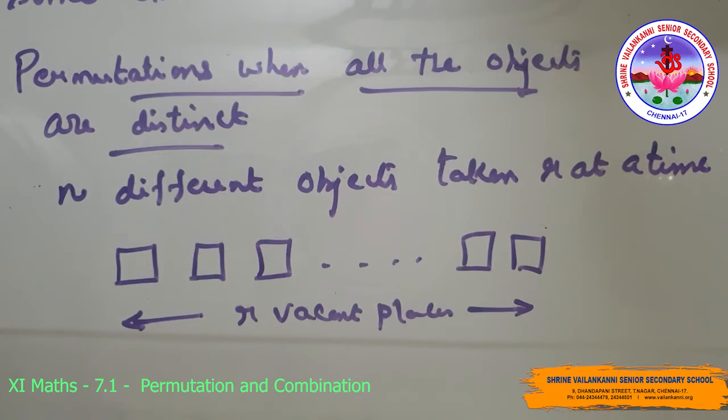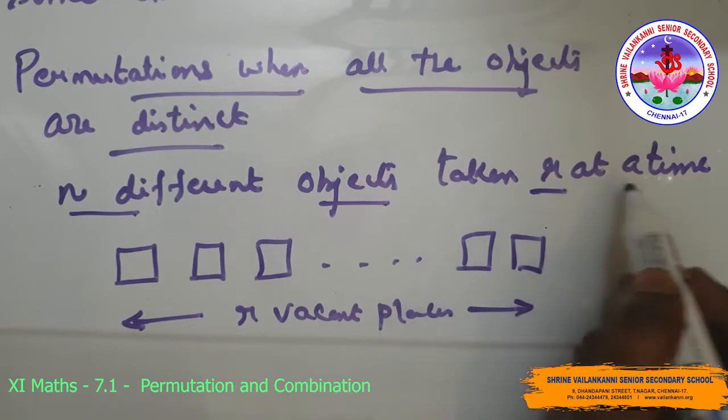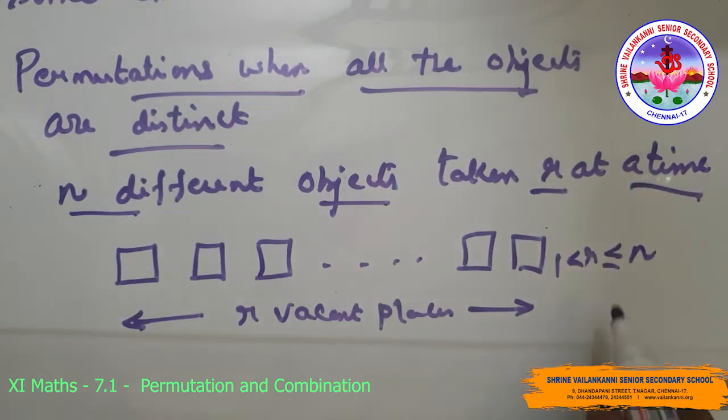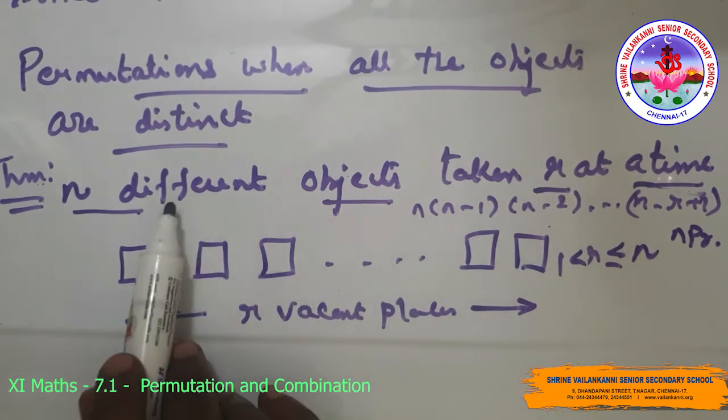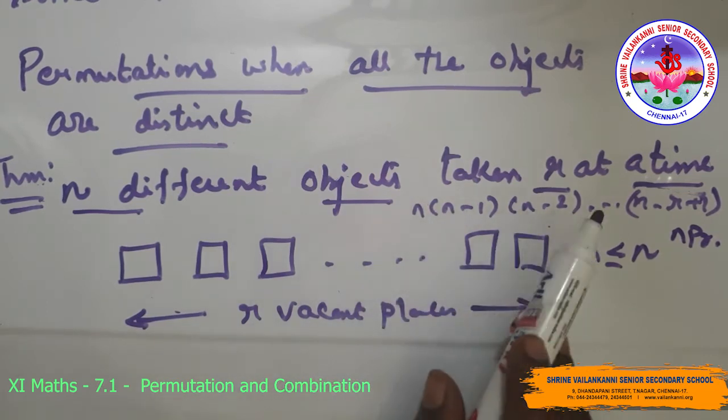The number of permutations of n different objects taken r at a time, where r lies between 1 and n and the objects do not repeat, is n into n minus 1 into n minus 2, etc., up to n minus r plus 1, which is denoted by nPr. There will be as many permutations as there are ways of filling r vacant places by the n objects. So n different objects taken r at a time.